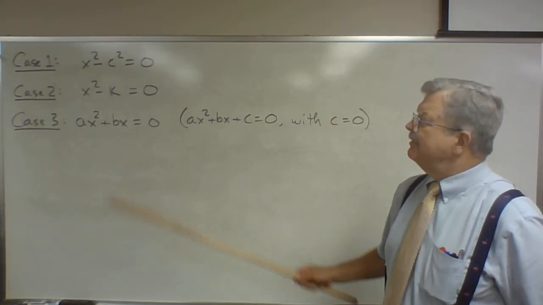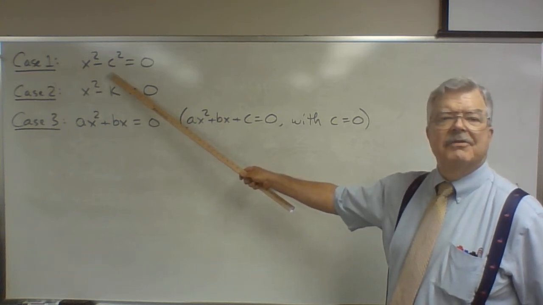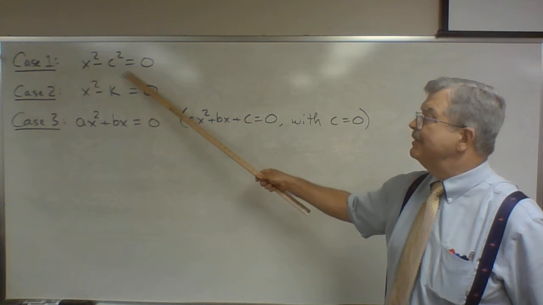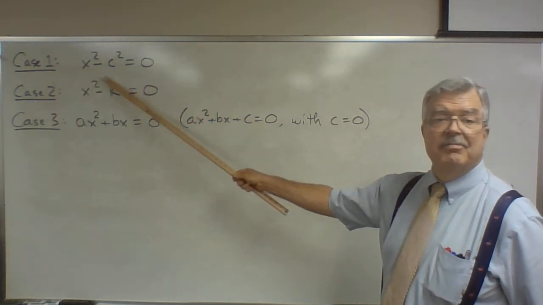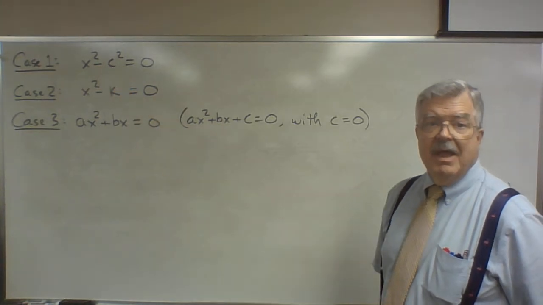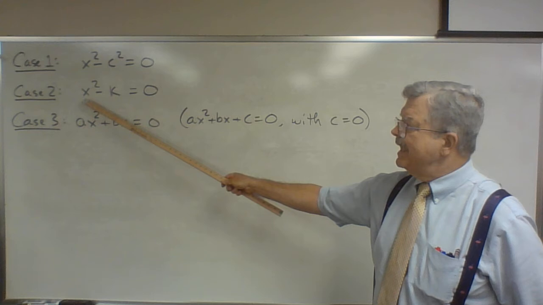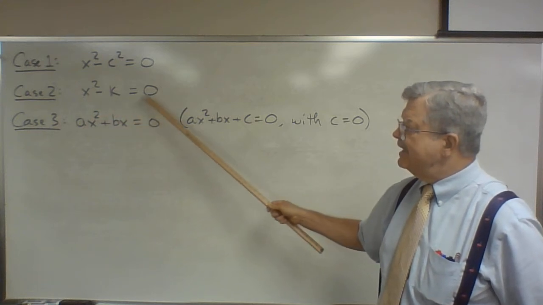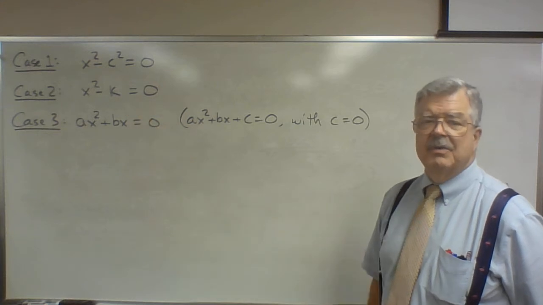In our last lecture, we considered a quadratic equation of the form x squared minus c squared is 0, the difference of perfect squares. And then we also considered a quadratic equation where we have x squared minus k equals 0, where k is not a perfect square.